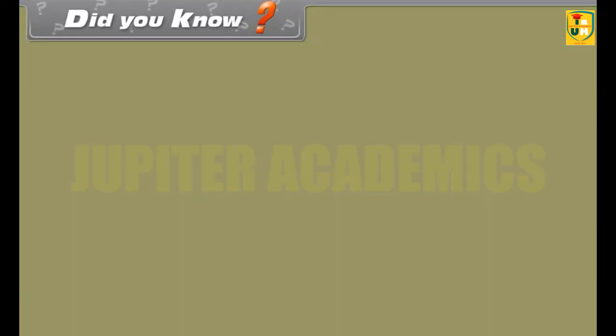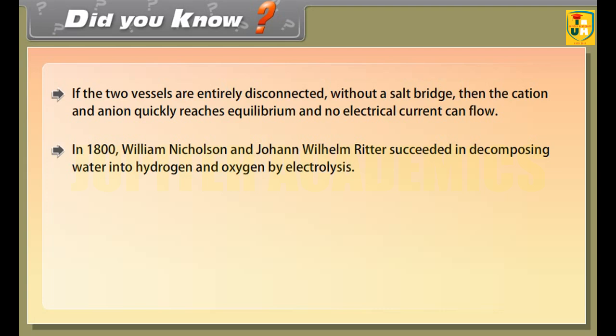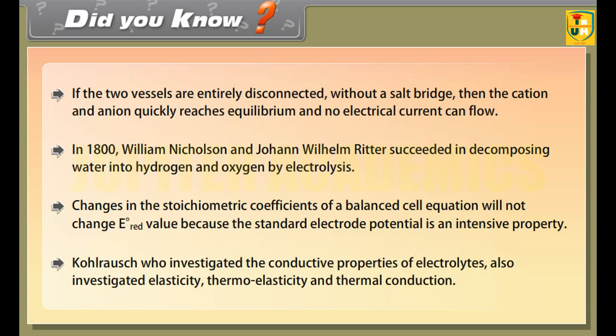Did you know? If the two vessels are entirely disconnected without a salt bridge, then the cation and anion quickly reach equilibrium and no electrical current can flow. In 1800, William Nicholson and Johann Wilhelm Ritter succeeded in decomposing water into hydrogen and oxygen by electrolysis. Changes in the stoichiometric coefficients of a balanced cell equation will not change E0 value because the standard electrode potential is an intensive property. Kohlrausch, who investigated the conductive properties of electrolytes, also investigated elasticity, thermoelasticity, and thermal conduction.